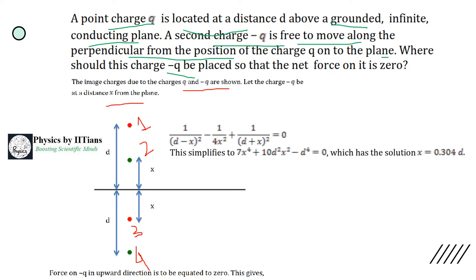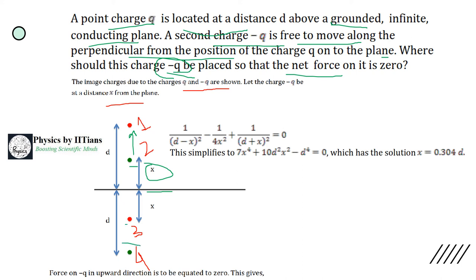So we have to consider the net force on the minus Q charge, which should be zero. First of all, we take this minus Q charge at a small distance x from this conducting plane. So you have to consider all this charge configuration: 1, 3, 4. So what are these 3 and 4 charges?